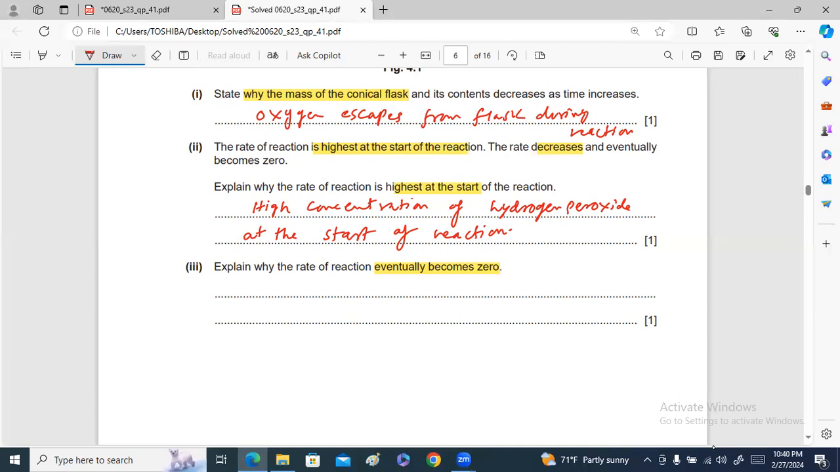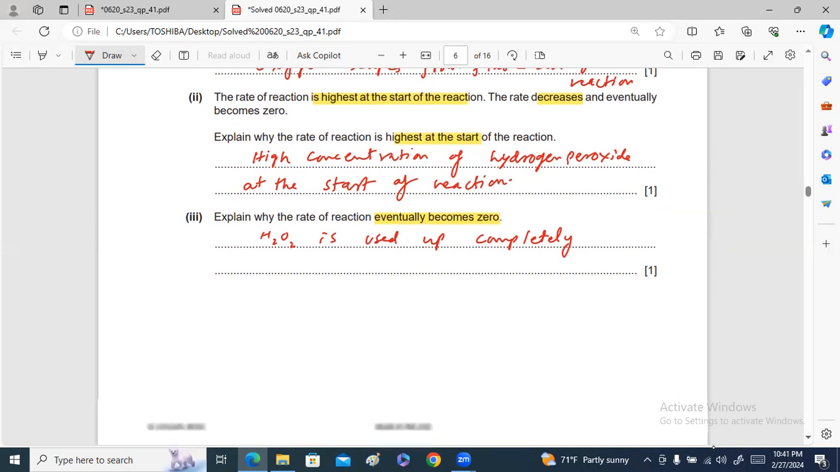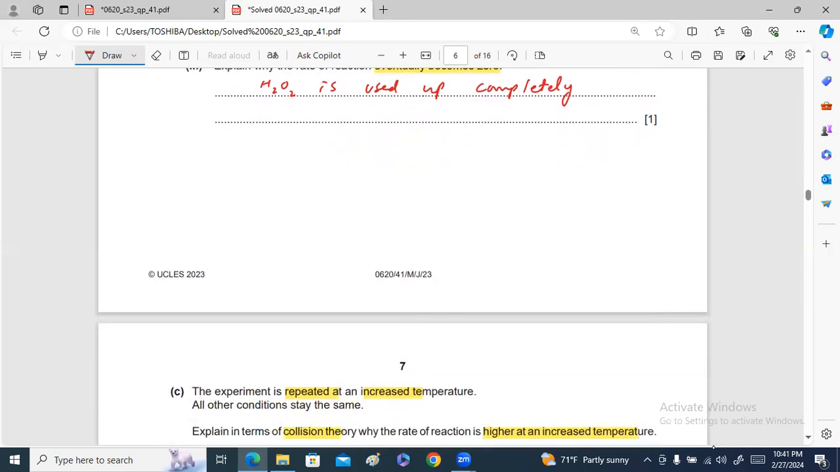So the reason is that the hydrogen peroxide is used up completely. And when there is no reactant, there will be no reaction, so the rate will become zero.